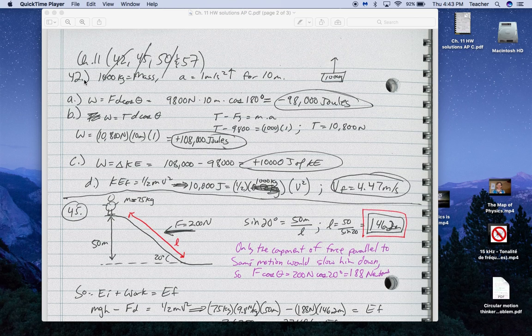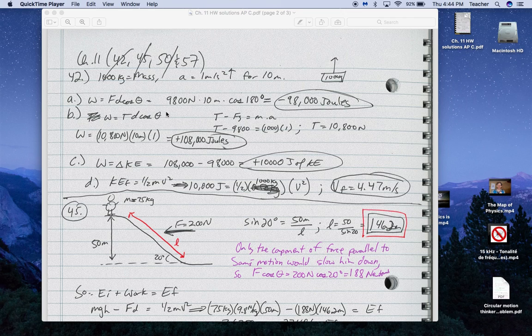So in this particular case, for problem 42, for letter A here, it's asking how much work gravity does as the object is being accelerated upward at 1 meter per second squared for 10 meters. If it's a 1,000 kilogram mass, gravity is pulling down on it with this much force, but you're moving upwards, so that's F d cos theta: 9,800 times 10 times -1 is negative 98,000 joules.